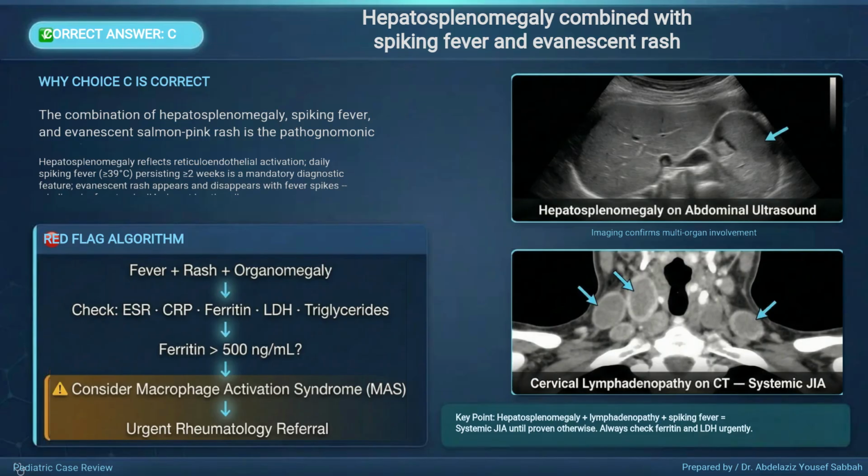The red flag algorithm is as follows. When you see fever plus rash plus organomegaly, check erythrocyte sedimentation rate, C-reactive protein, ferritin, lactate dehydrogenase, and triglycerides. If ferritin is above 500 nanograms per milliliter, consider macrophage activation syndrome and make an urgent rheumatology referral.